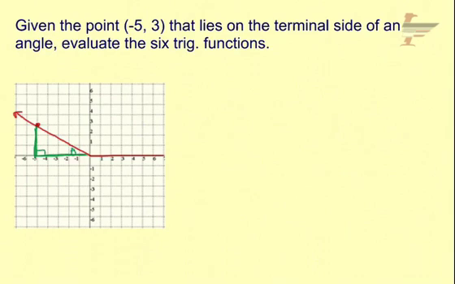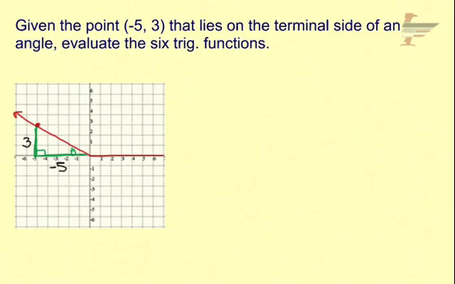So we can go ahead and label our 3 sides, or what we know of them at least. I know from the origin to the left has a distance of 5, but because we went to the left in the negative direction, we're going to use a negative 5. The other side of our triangle is a positive 3. And now we just have to figure out what our hypotenuse is.